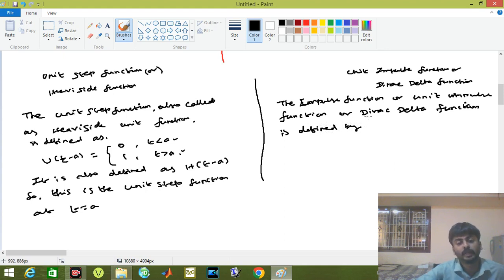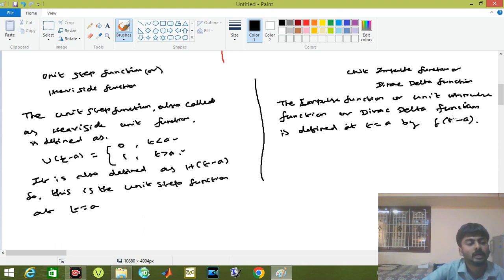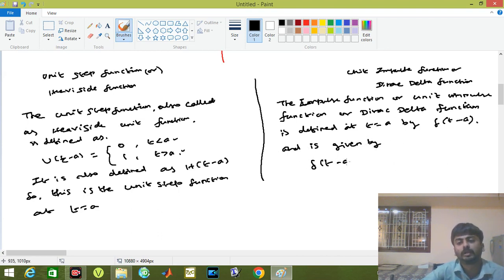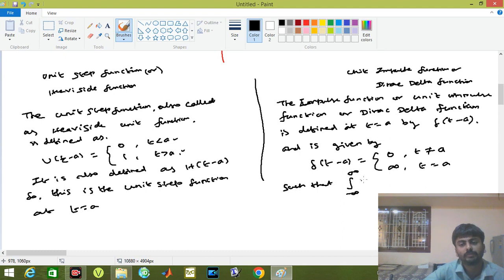at t equal to a by delta of t minus a, and is given by delta of t minus a equal to 0 when t not equal to a and infinity when t equal to a, such that the integral from minus infinity to plus infinity of delta of t minus a dt equals 1.